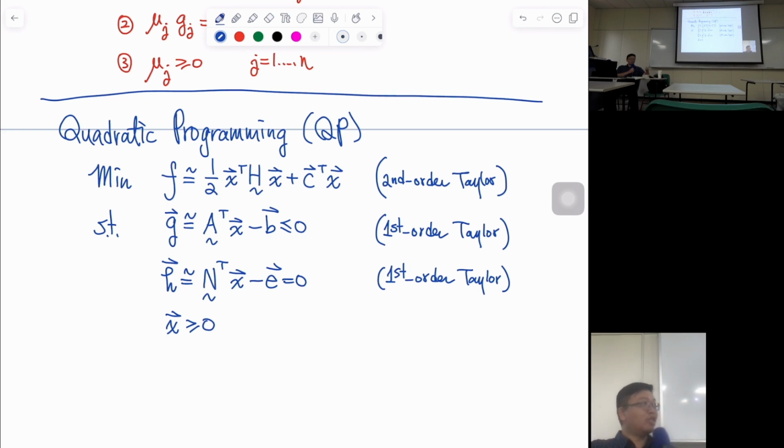Similar procedure here. If you are doing sequential quadratic programming, you will have a second order Taylor expansion for f, a linear Taylor expansion for the constraints, perform QP, and you will get the solution. Use that new point to do expansions again and sequentially improve until everything converges. But today we are focusing on QP only. We assume you already approximated the whole thing in the standard form, and we don't talk about the sequential part yet.